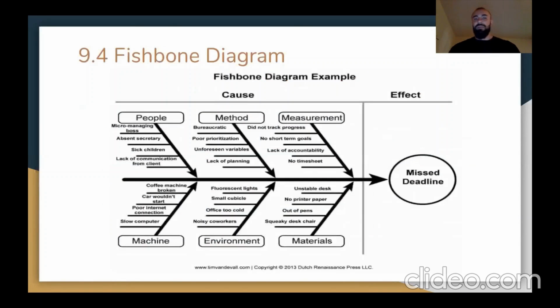So this is an example of a fishbone diagram. As you can see here, under the cause section, there are things like slow computer, noisy workers, being out of pens, lack of planning, no timesheet, or sick children. And all these causes lead to the effect of missing a deadline. It's just a really easy way to lay out the different causes that essentially lead to an effect in your business.